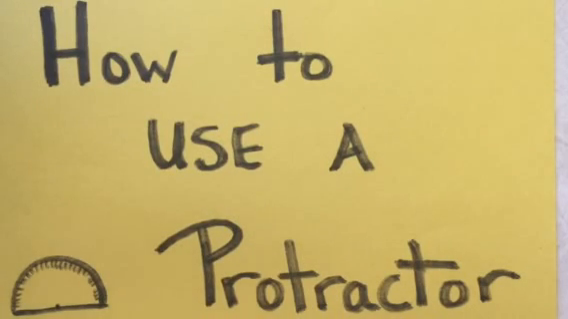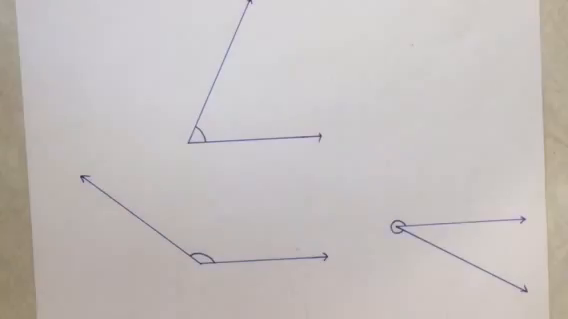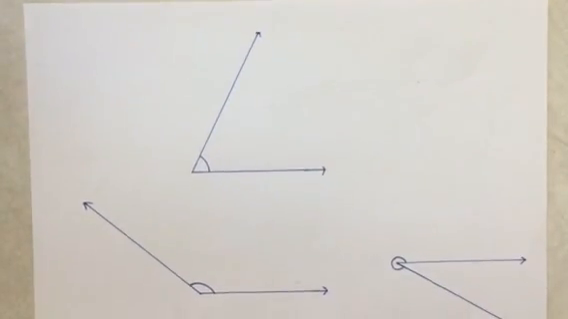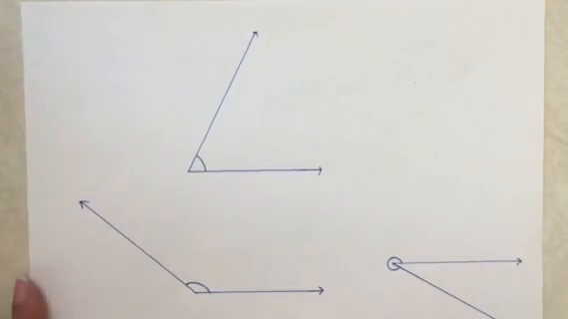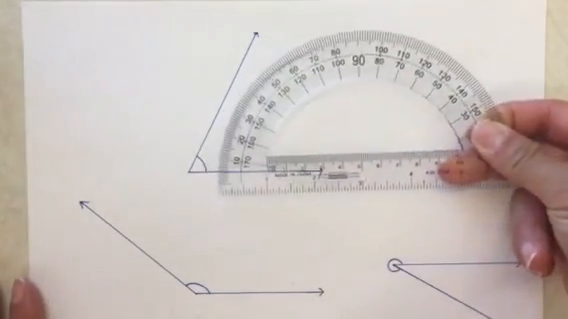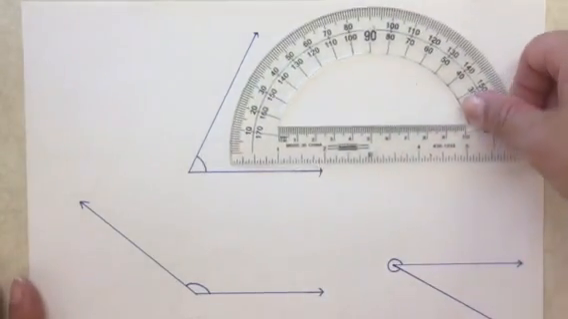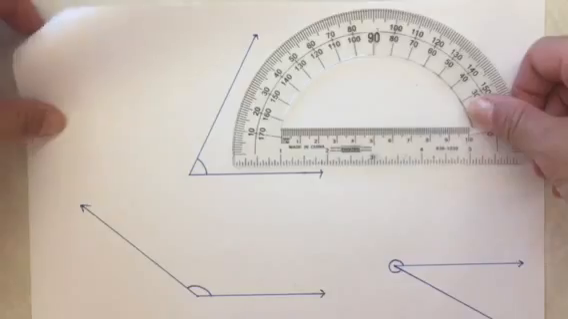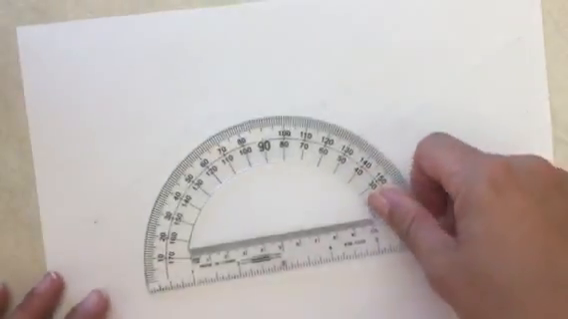Today's lesson is how to use a protractor to measure angles. Right here I have a couple of examples of angles, but I'll get to them in just a second. What I want you to focus on right now is the actual protractor itself. So I'm just going to turn this page over so I have a plain white background for you to see it on.